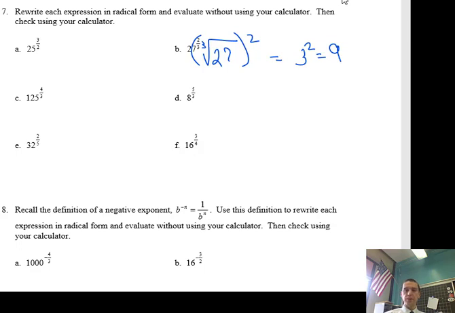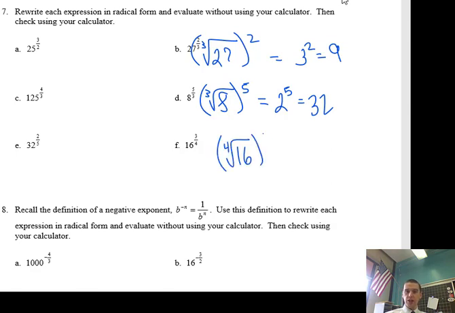That's all you have to do. So let's see here, the cube root of 8, as 8 is in the denominator, all raised to the 5th power. So the cube root of 8 is 2, 2 to the 5th, 2 times 2 is 4, times 2 is 8, times 2 is 16, times 2 is 32. See how I'm doing that? And 16 to the 3/4, the 4th root, all cubed. It's 2 cubed, which gives me 8. Why don't you guys pause the video and try A, C, and E.